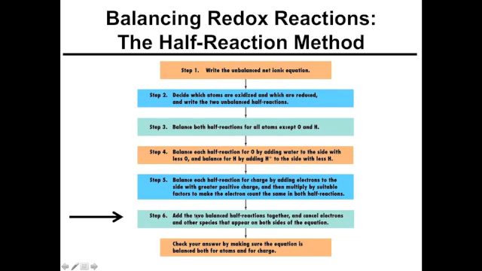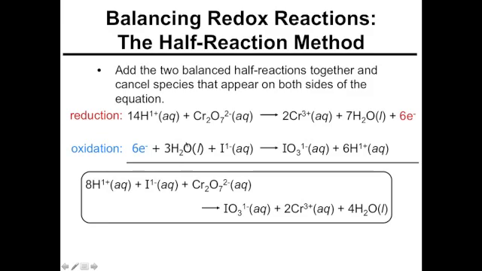Step 6 says to add the 2 balanced half reactions together, and cancel the electrons and any other species that appear on both sides of the equation. So if I add them together, I get 14 H pluses, my Cr2O7 2 minus, and then I get my 6 electrons, 3 waters, and 1 iodine. All of this will go on the reactant side. All of the species over here for these 2 half reactions will go on the product side.